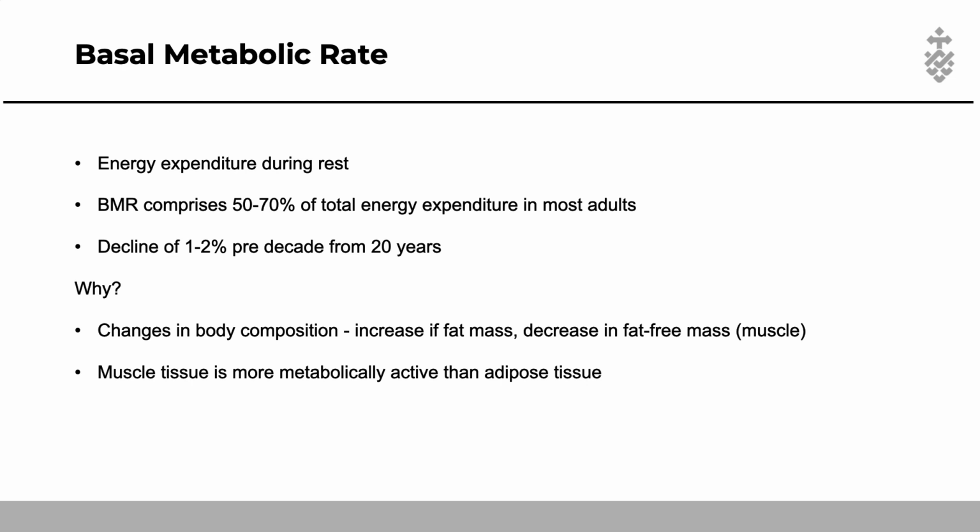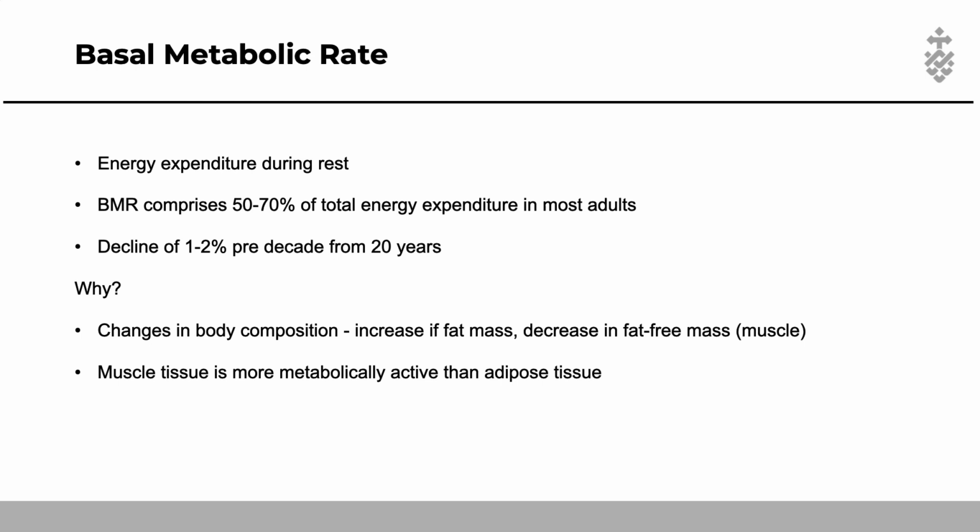So it's previously been documented that the decline in BMR with age is around 1 to 2% per decade, and that starts from our 20s and lasts until old age. Now, the main mechanism behind this decline in BMR that we see with aging is thought to be the changes that occur in our body composition. So muscle tissue is more metabolically active than adipose tissue. So if you had a kilo of muscle and a kilo of fat, the muscle would burn more calories, or more energy, at rest than the fat would.